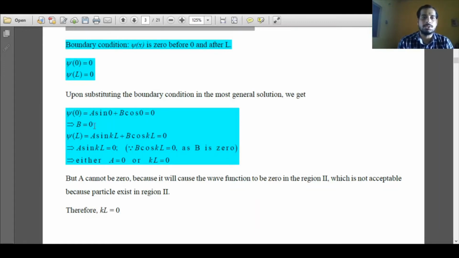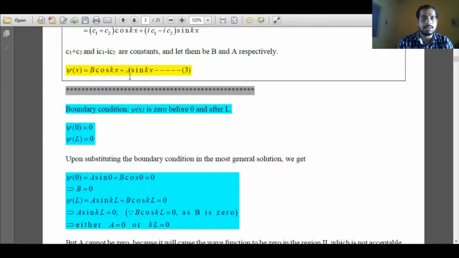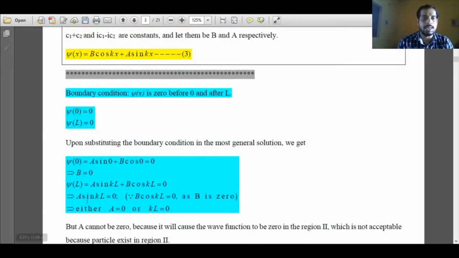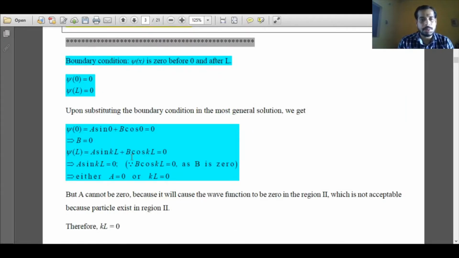Now I will apply the second boundary condition, that is x is equal to L. So when I apply x is equal to L, what was my solution? A sin kx plus B cos kx. So x will be replaced by L: A sin kL plus B cos kL. Again, the wave function at x is equal to L is 0. From the first boundary condition, we have obtained B is 0, so the second part becomes 0. Now A sin kL is equal to 0.